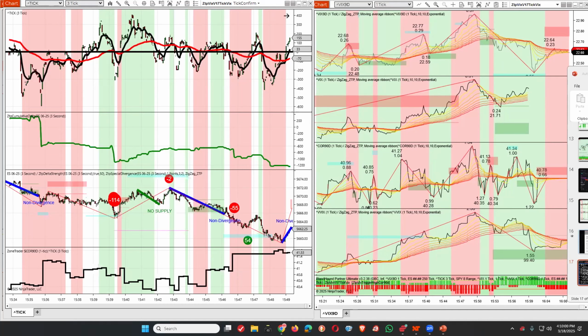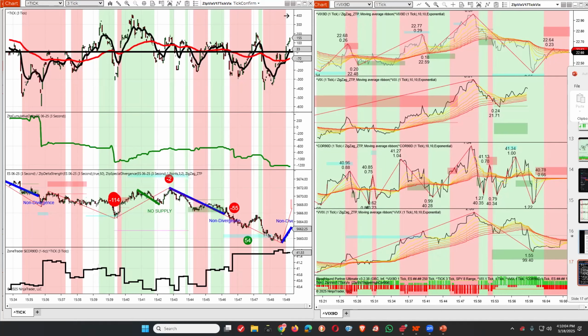That's correct. Okay. Because what I want to do is have control over what I see, especially on the VIX charts and the tick chart, which are basically in real time. So that's where I want to have a little bit of discretion.